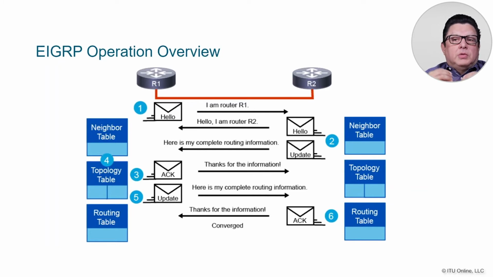Then a hello is sent back, hellos are exchanged, the routers recognize each other as neighbors, and then they show on each other's neighbors table. From there, the routers will then start exchanging updates. That's information about the directly connected networks that you have configured the router to advertise.